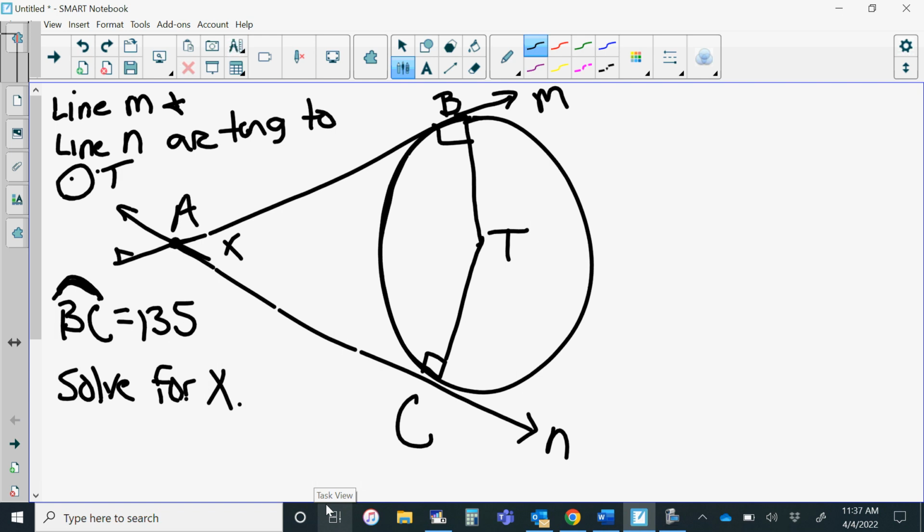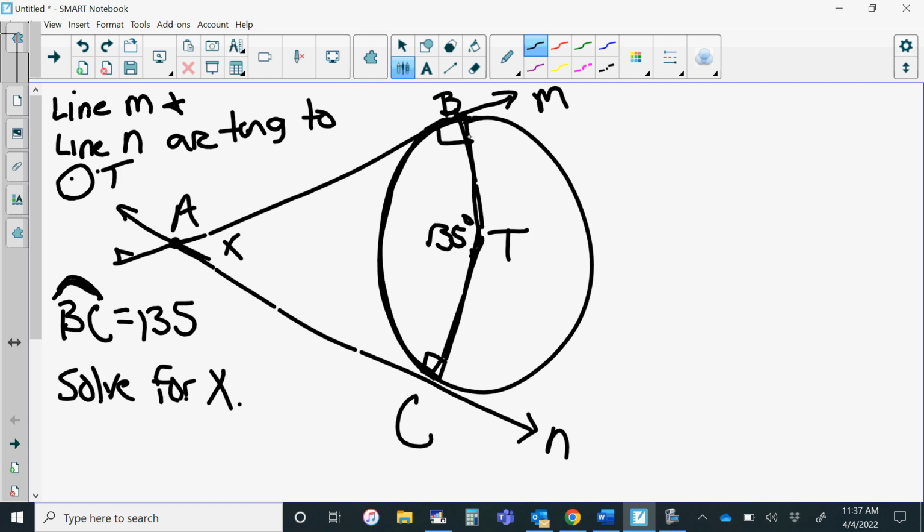Angle BTC is also 135 because we know the central angle that forms this arc is the same measurement as the arc. So if they tell me the arc is 135, the angle that makes it is also 135. If I tell you the angle is 135, you know the arc is also 135. We did practice on that a couple nights ago. Yes or no?